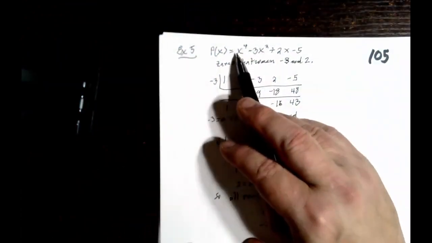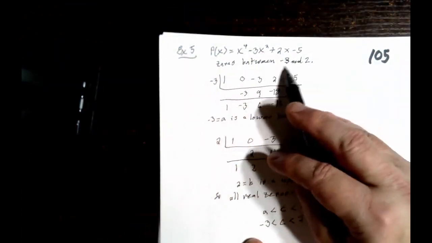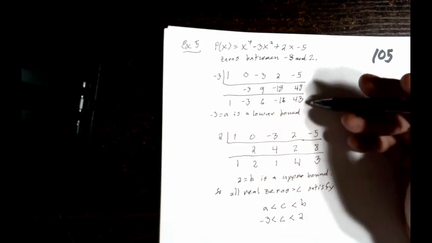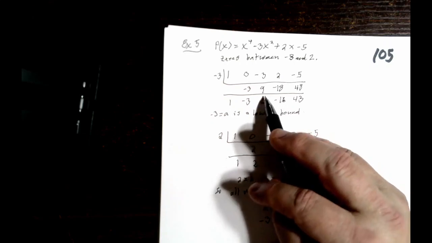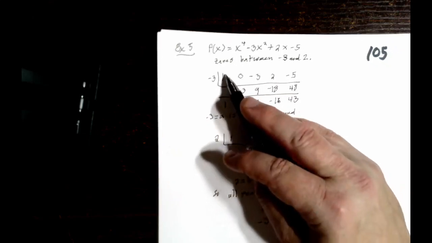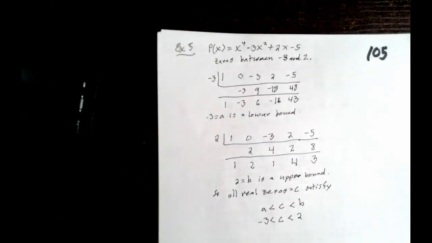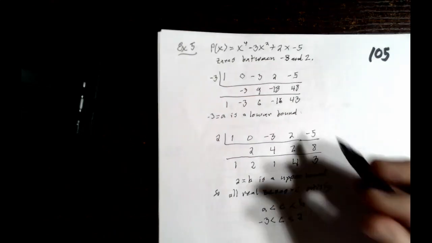Okay, so you look at this one. They want you to find all zeros between -3 and 2. Well, they try -3, and you get this. Okay, and there's a thing called a lower bound and upper bound rule. Here it is.